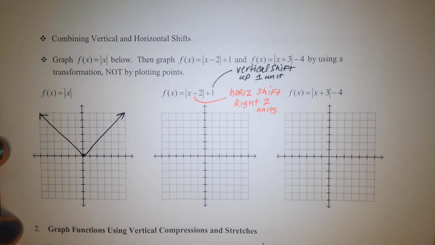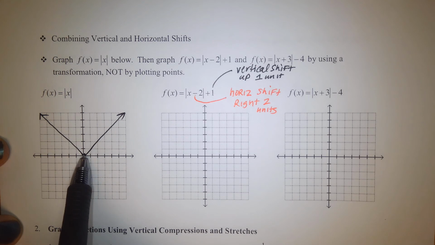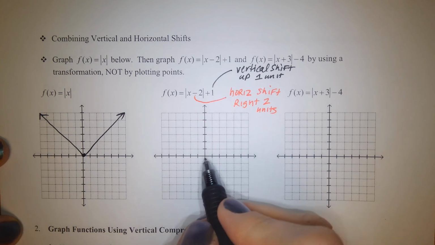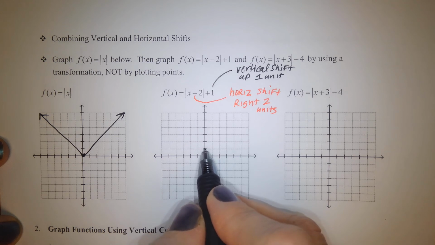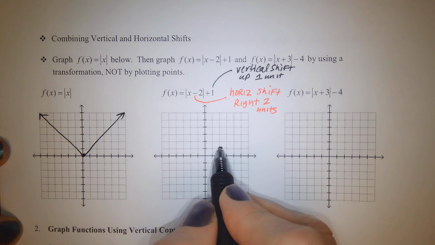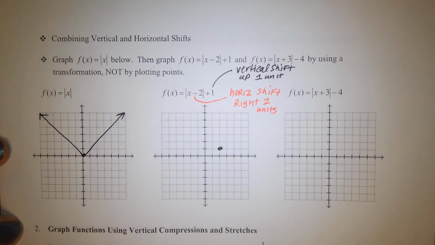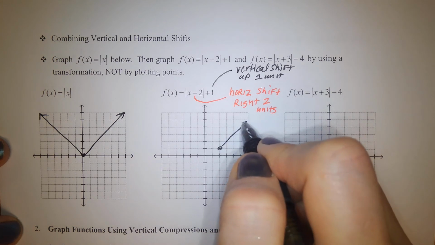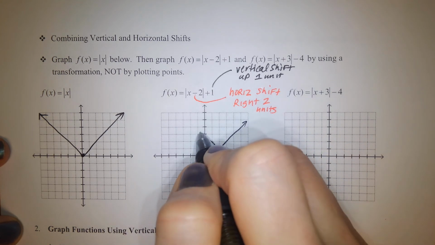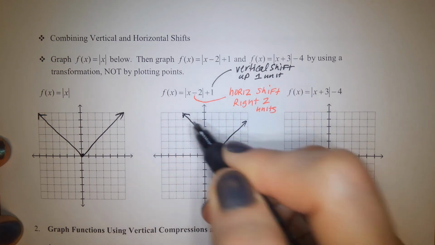So we're going to take everything that we see over here, basically the origin, that's what's going to get shifted. So the origin is going to get shifted up 1 unit and right 2 units. So now my vertex of this absolute value function is going to be located here, and then I can just draw the rest of the absolute value function because it has slopes of 1 and -1 on both sides.